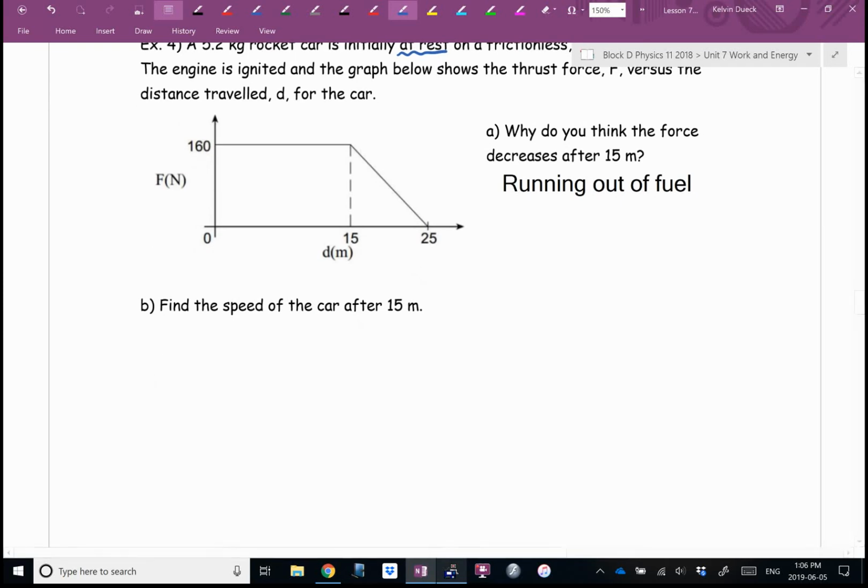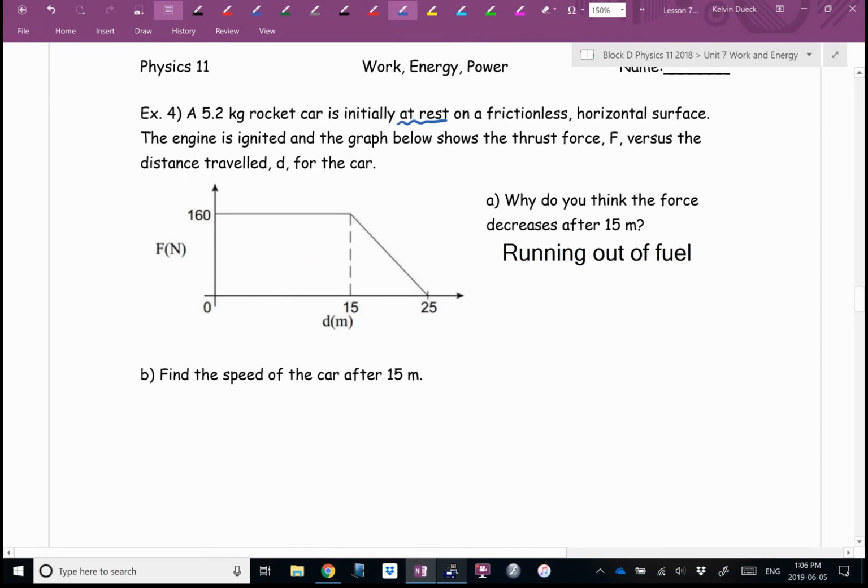Jackson, what's B want me to find? How the heck can I do that? I haven't given you much information at all. Ready? Work equals work. Well, duh. No, write that. Change in potential plus change in kinetic.